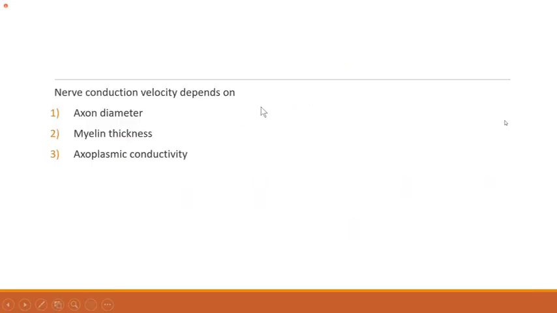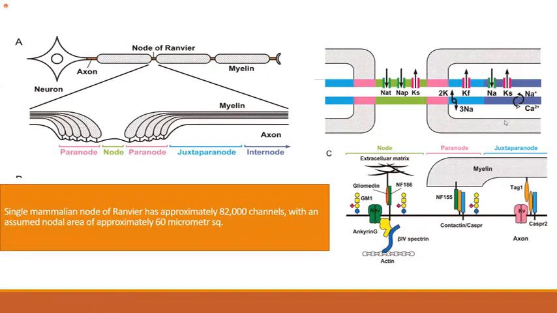Along with the axon diameter, the thickness of myelin also affects the nerve conduction velocity. An increase in myelin thickness increases the nerve conduction velocity of the nerve fibers. Now again we see a myelinated nerve fiber.